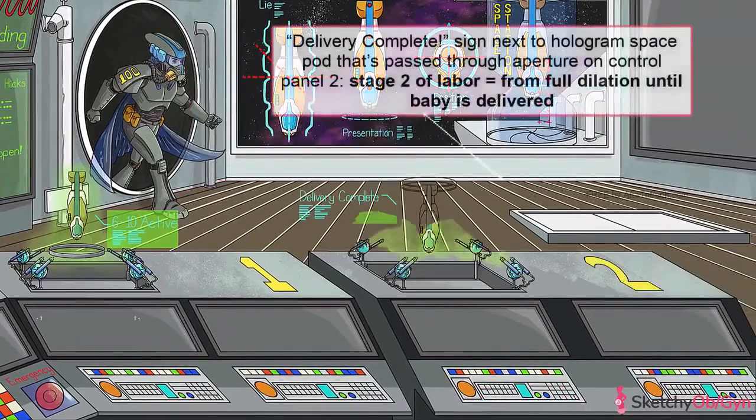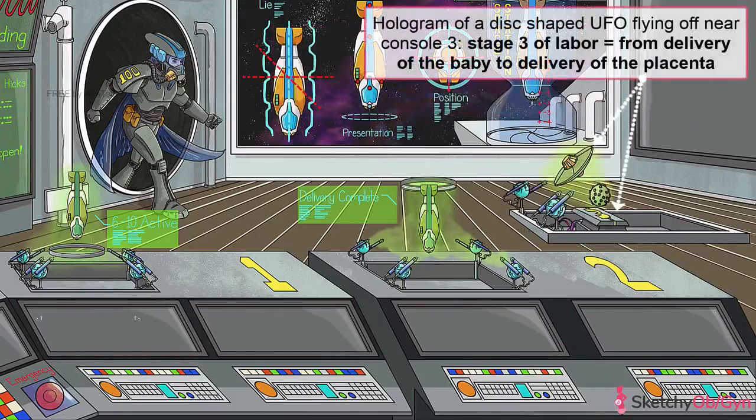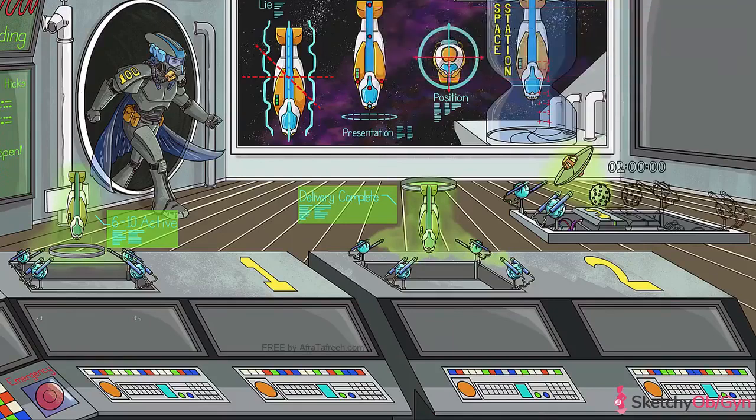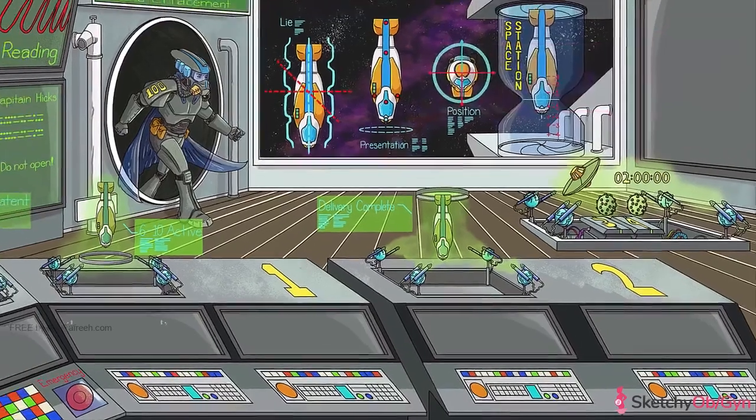Stage 2 of labor encompasses the time from full dilation until the baby is completely delivered, which is why this third space pod hologram has been delivered through the fully opened aperture. Yay! Everything to do with the second stage of labor is going to be symbolized over here on this second console. Stage 3 of labor is the time from delivery of the baby until the delivery of the placenta. It's represented over here at console 3 by this disc-shaped UFO flying off into the distance. And finally, stage 4 of labor is the 2 hours after the delivery of the placenta. We've put a 2-hour timer next to the disc-shaped UFO to remind you of this time cutoff.